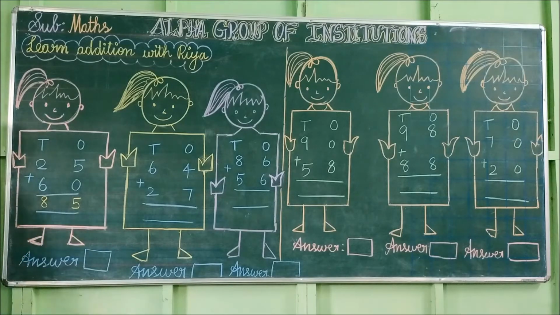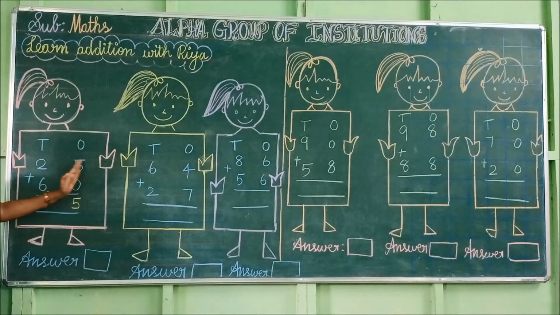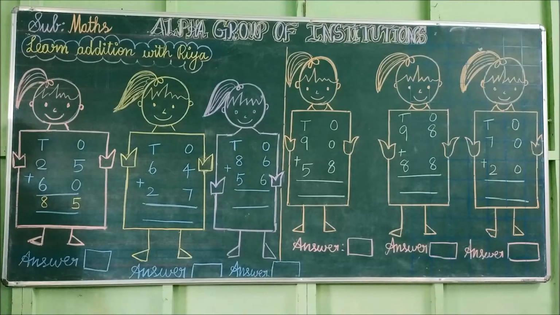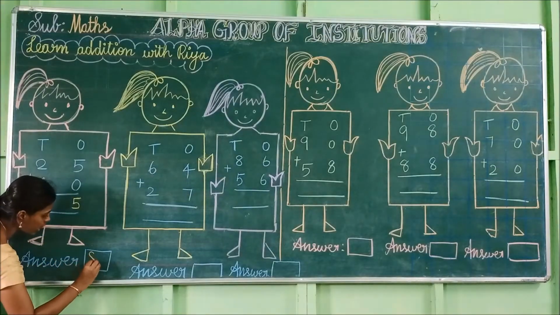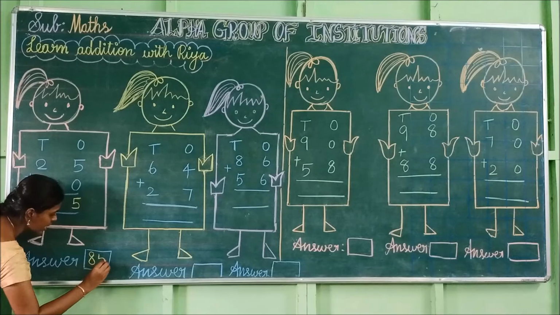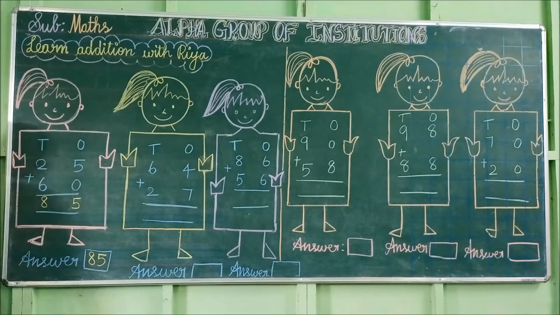So what is our final answer? We have to write both these numbers. So the answer for 25 plus 60 is 85. Our final answer is 85. We are going to write this 85 in our final box.